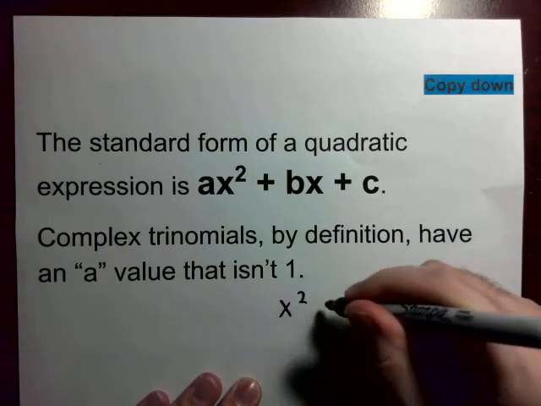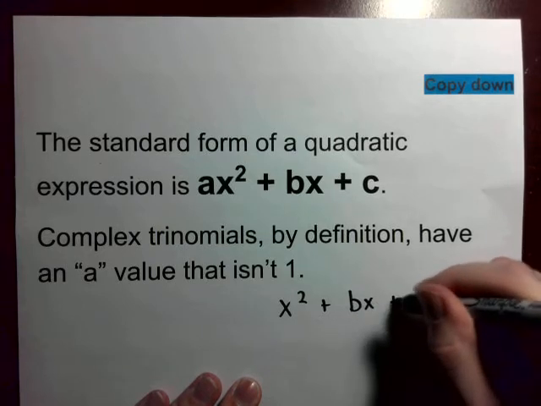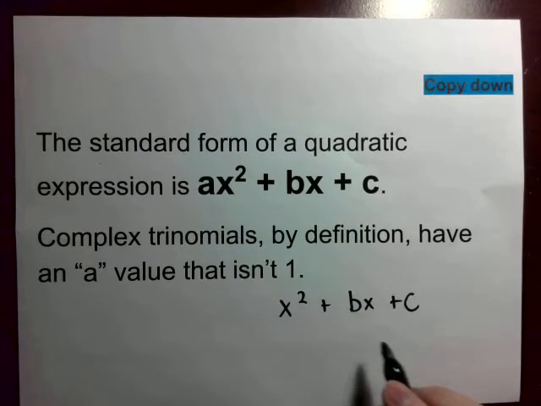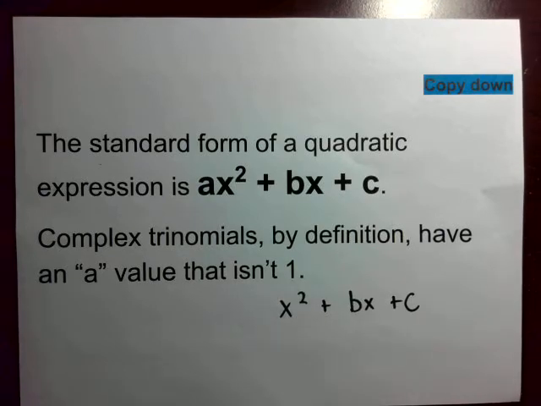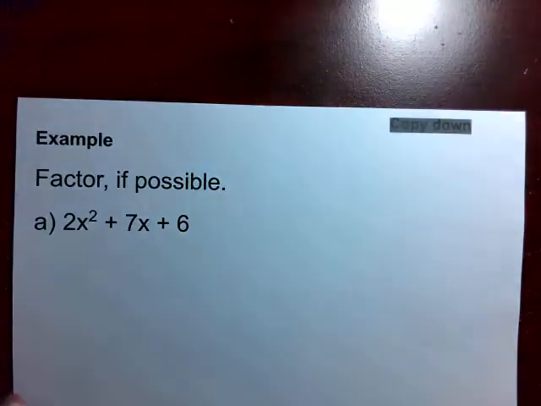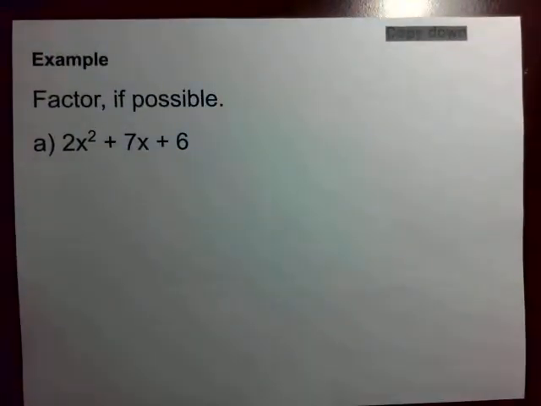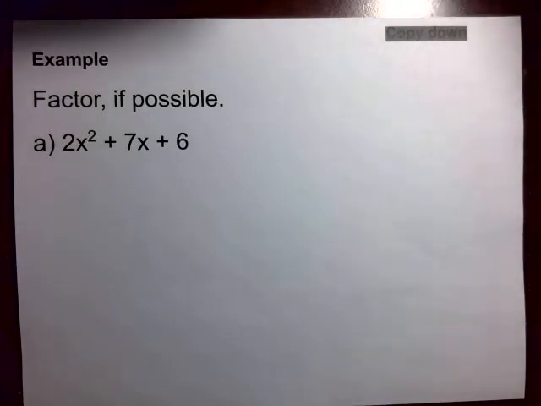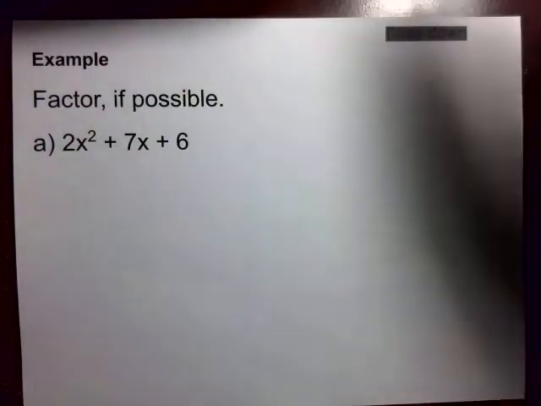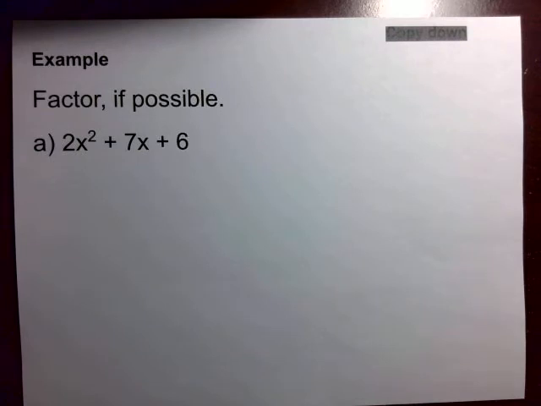days, all the trinomials that we had seen had looked like this. Now there's going to be some number that is not 1 in front of this x squared, and that by definition makes the trinomial complex. So let's look at an example of how you can factor these types of trinomials, and I'm going to model for you two strategies that you could use to be able to factor these types of trinomials. We'll do one in black marker and then one in red so you can differentiate the two.